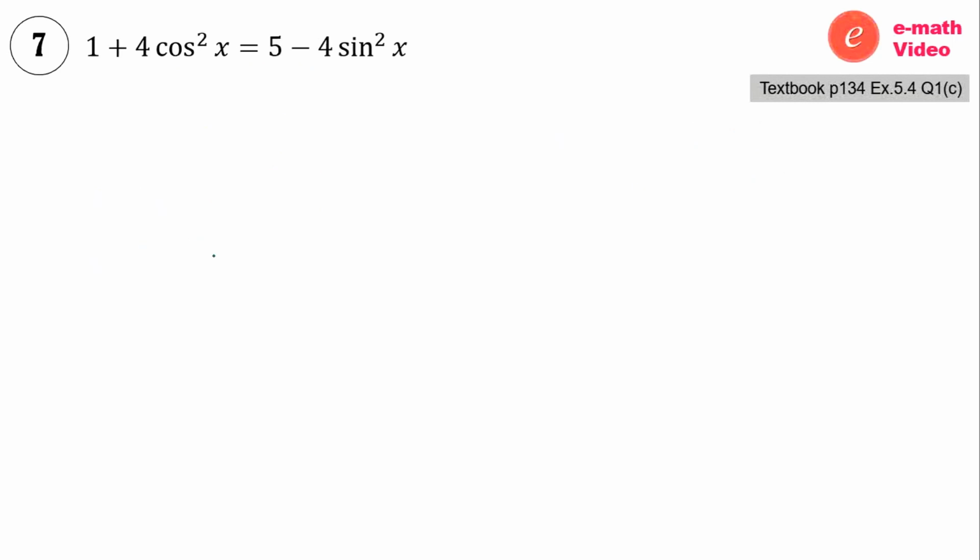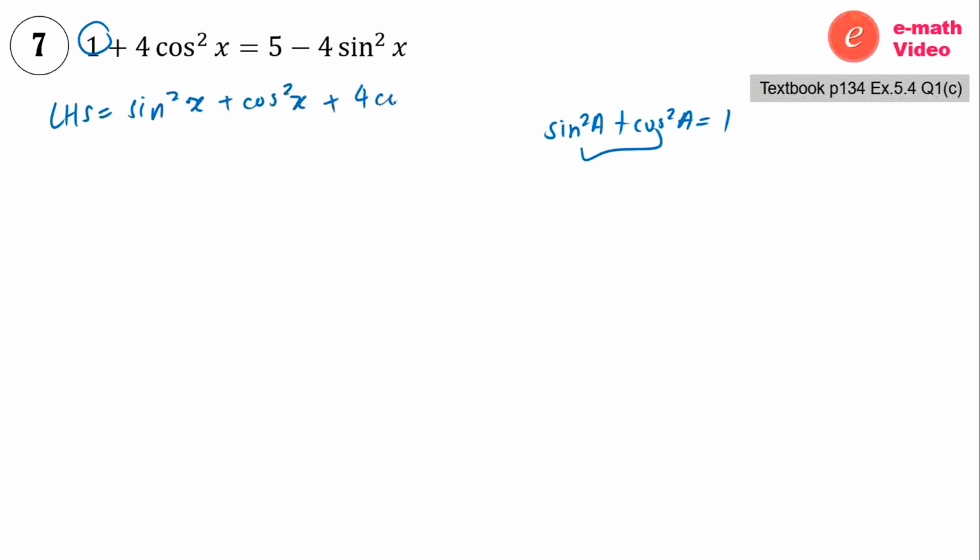Proven. Number 7. Okay, we have some constant here, but don't worry. As you can see, on left hand side we have cos square x, on right hand side we have sin square x. So we know that we have to use a basic identity, sin square a plus cos square a equals to 1. And this 1 here, very lucky we have a 1 here already. So just substitute this into left hand side. Left hand side equals to sin square x plus cos square x plus 4 cos square x, equals to sin square x plus 1 plus 4 is 5 cos square x, because I want to express it in terms of sin x.